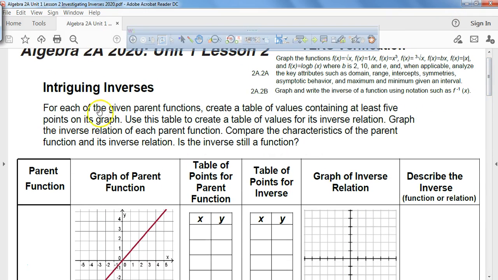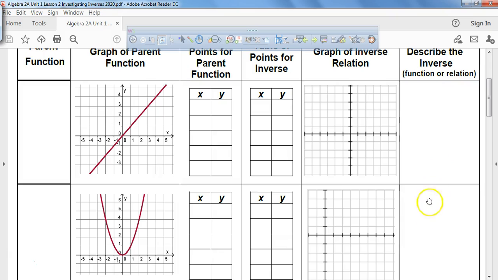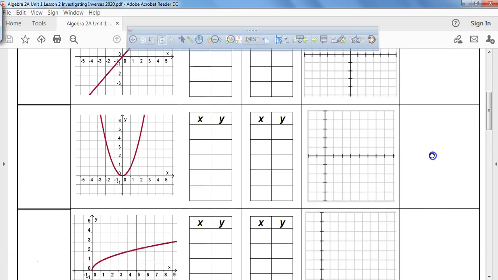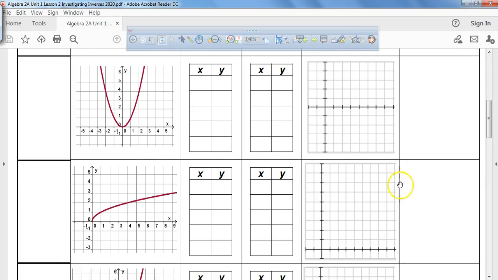All right. For each of the given parent functions, create a table of values containing at least 5 points on its graph. Use this table to create a table of values for its inverse relation. Graph the inverse relation of each parent function. Compare the characteristics of the parent function and its inverse. Is the inverse still a function? And the very first one, yes, the inverse was also a function. The second one, no, the inverse was not a function. But it would have been if and only if we restricted the domain. We'll talk more about that later.